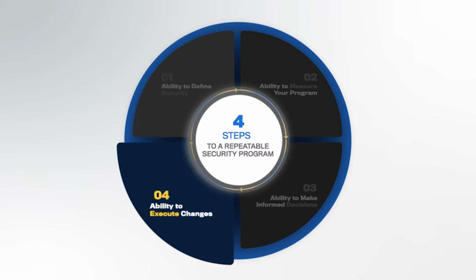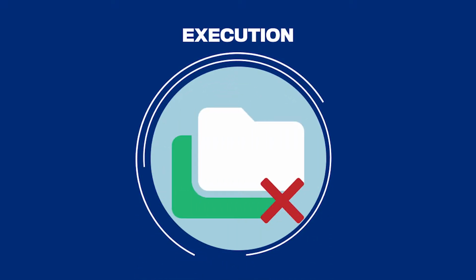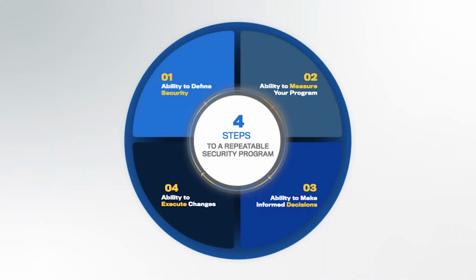Finally, a security program should be able to execute on any decisions that have been made. If something in the security program needs to change, the security team has to be able to execute it. How all of these 4 components come together and are implemented, and most importantly, how they work together, determine the health of your overall security program.